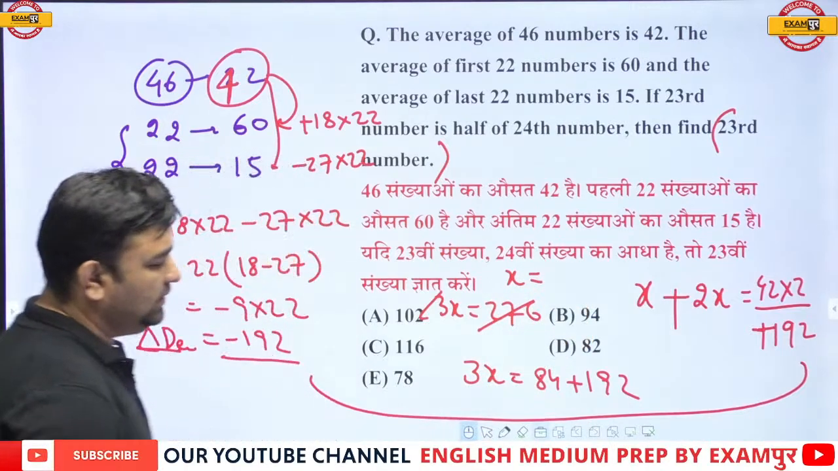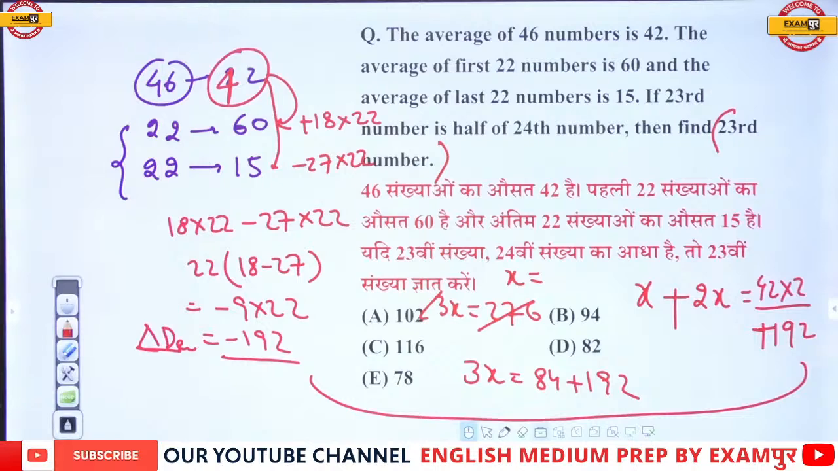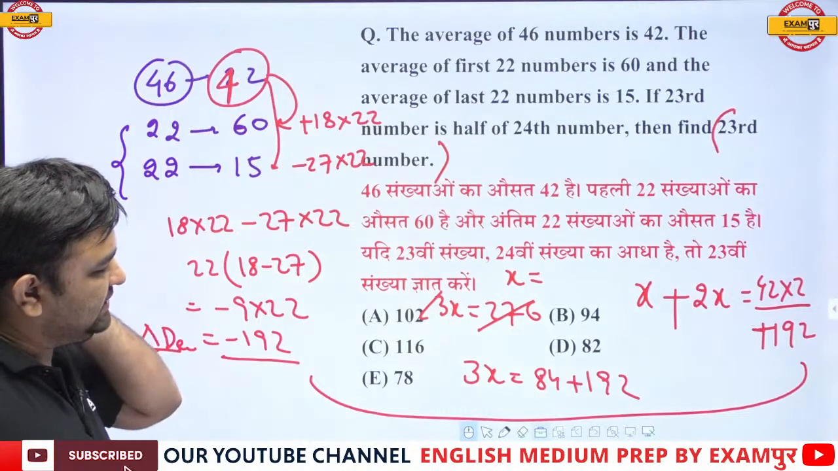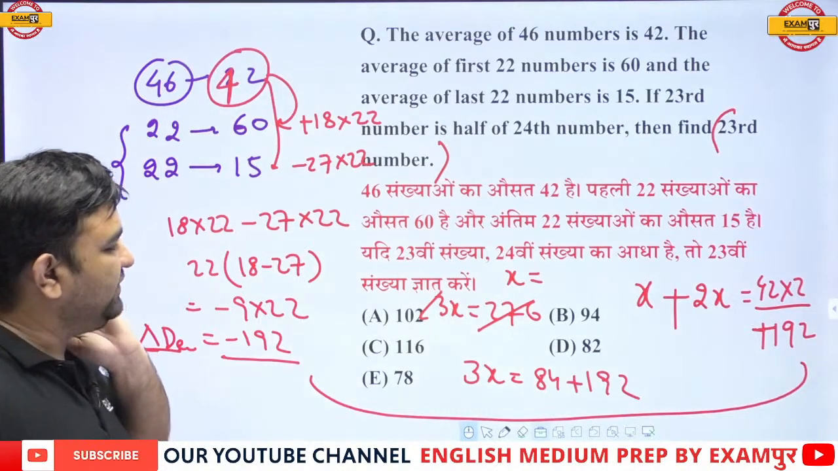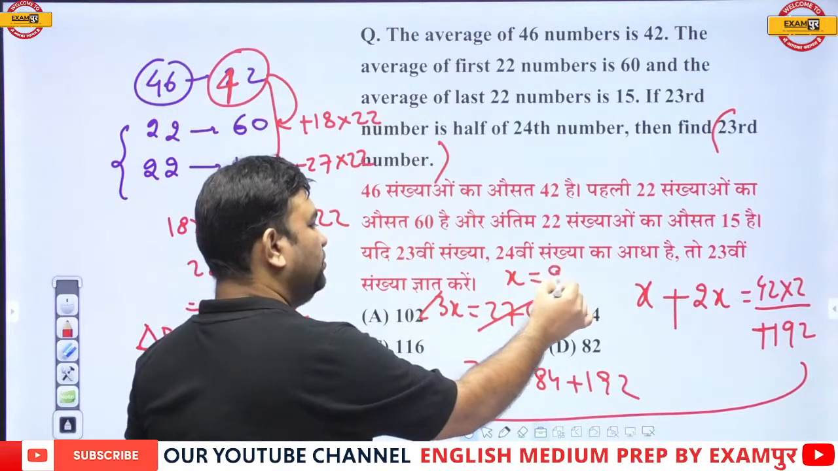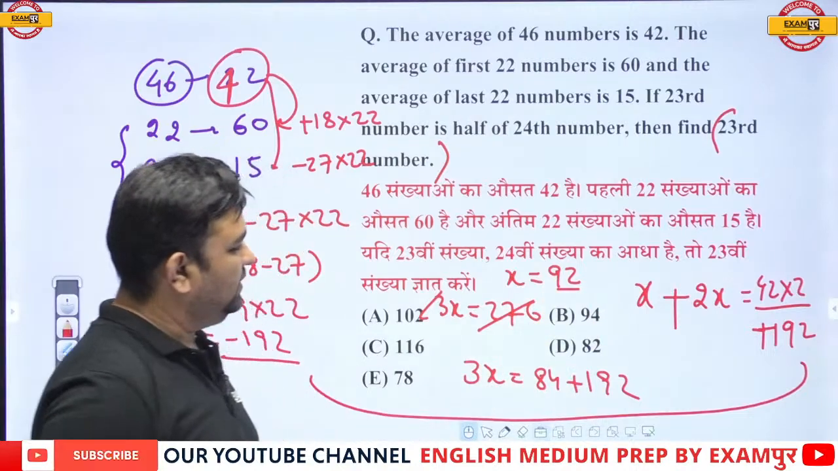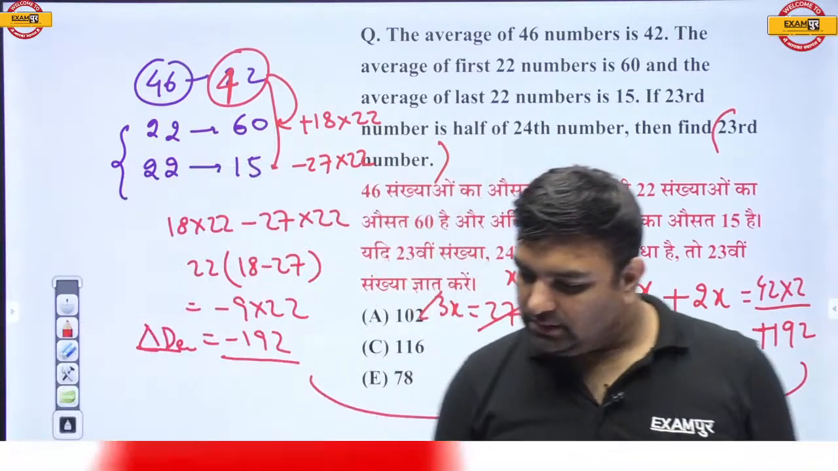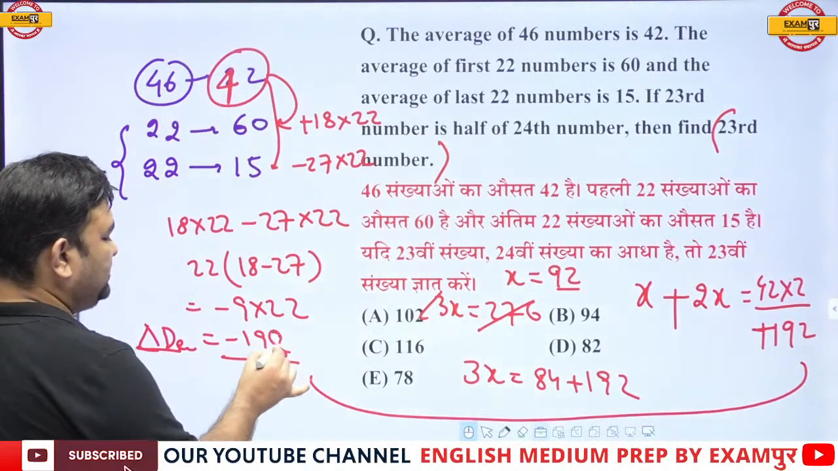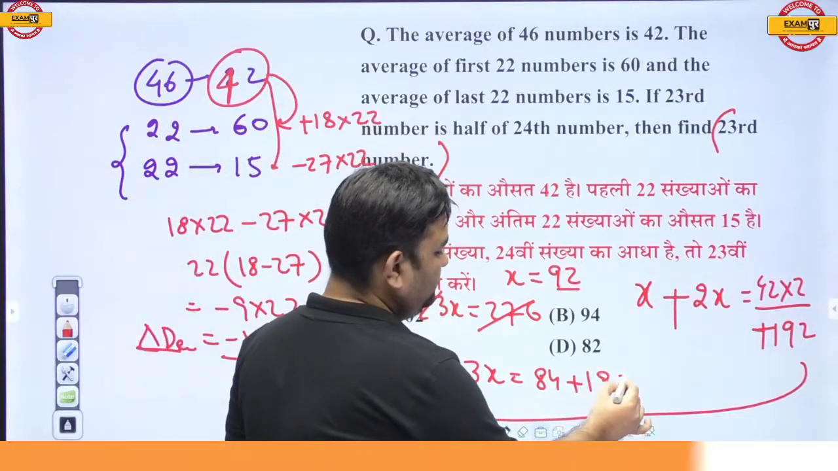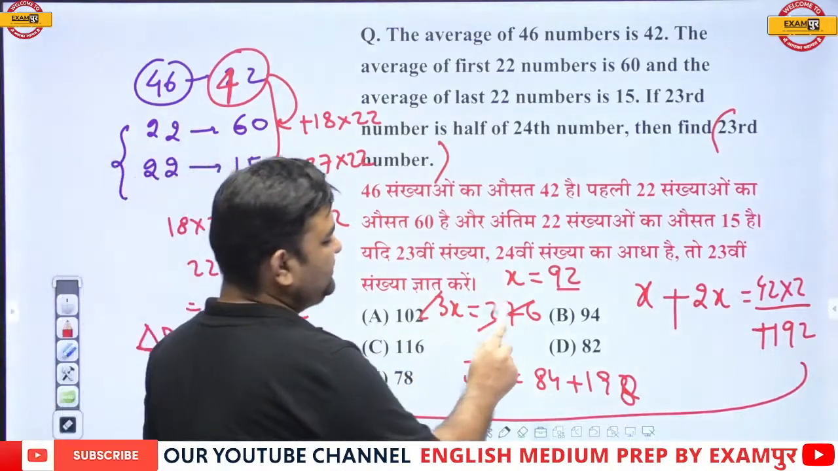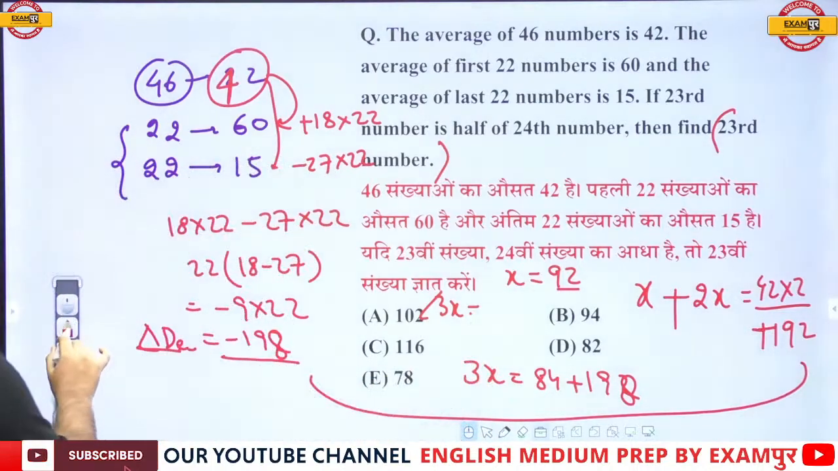One minute, let me check. 192 plus 84. 3x is equal to 276, x is 92? Where is 94? Just a moment. 198, na? This deviation was 198. Okay, 198. So this will become 94.